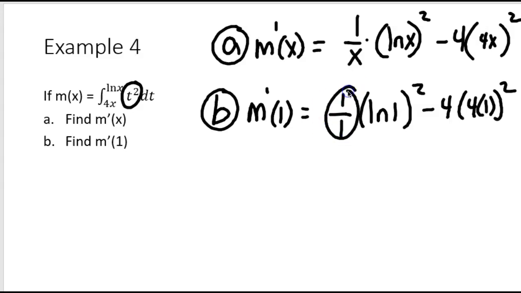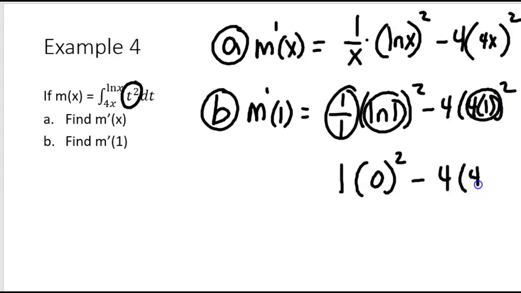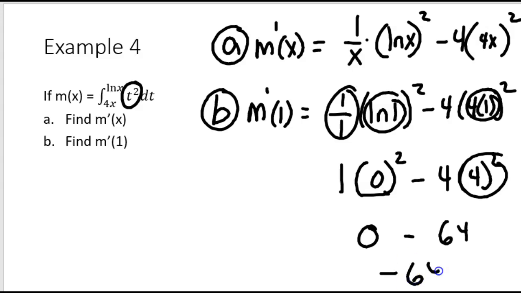So this is 1. ln of 1 is 0. This is 4. 0 squared is 0 times 1 is 0. This is 16 times 4, which is 64. So the final answer here would be negative 64. Okay, so there it is. So basically, if you want to plug a number in, you have to apply the rule first to find the derivative, and then you plug the number in. But honestly, none of that's new. That's stuff we've always done before.